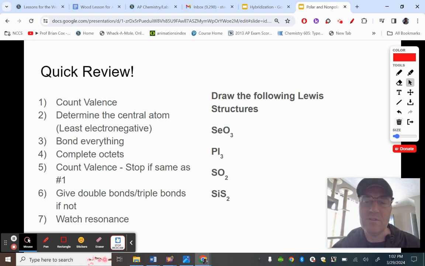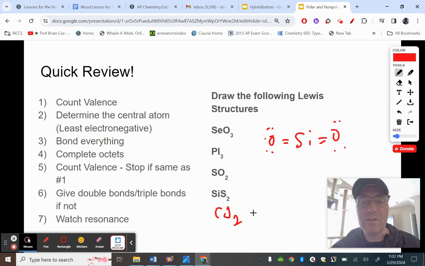All right, let's do the last one. So SiS2. We're going to put Si in the middle. I'm just going to jump to it right away since I memorized it. So it's going to look like this. This is exactly the same as CO2. And the way I know this is Si is like C, S is like O, and I just know that CO2 is always linear like this. And then understanding that when you draw it out, you have to draw resonance.